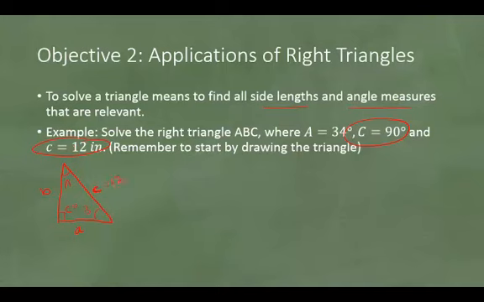Okay, so we know that lowercase c is 12 inches. This side length is 12 inches. A is 34. And C is 90. That's all we know. Well, we can already find B, right? Because we know that 34 plus 90 plus B has to equal 180. We know that B is equal to 180 minus 90 minus 34. In other words, B is equal to 90 minus 34. In other words, B is equal to 56 degrees. So that's not too bad.